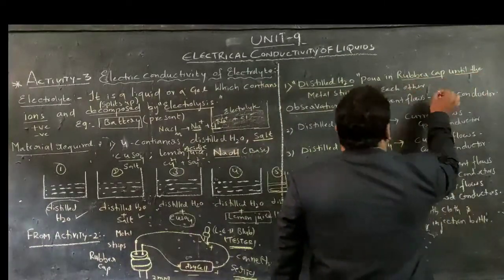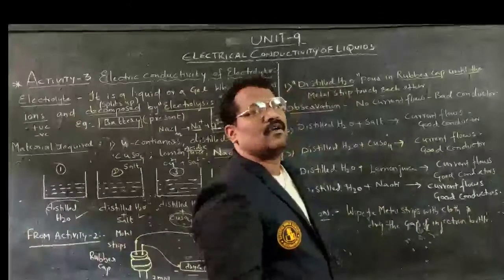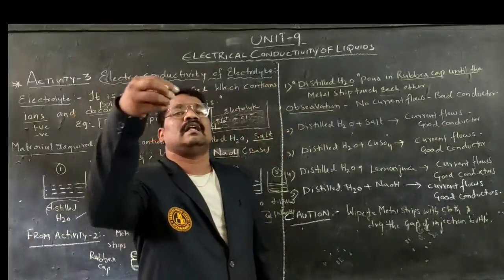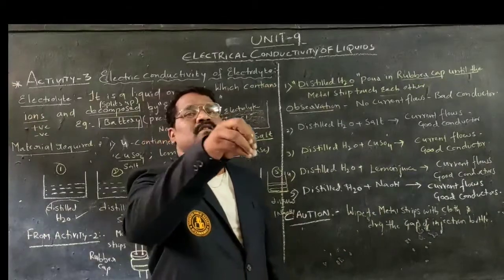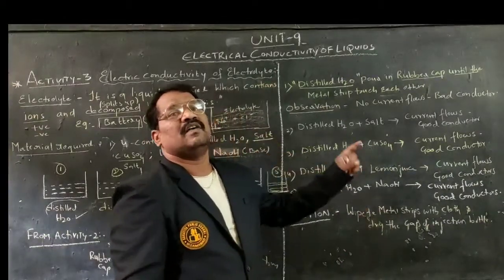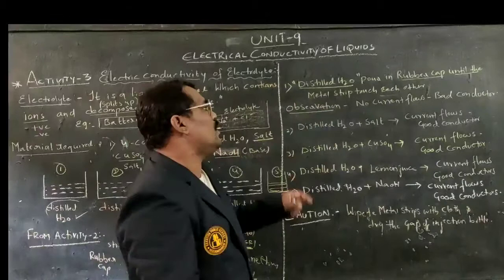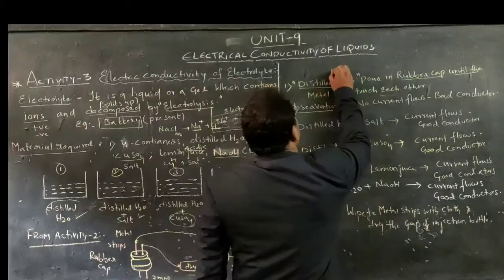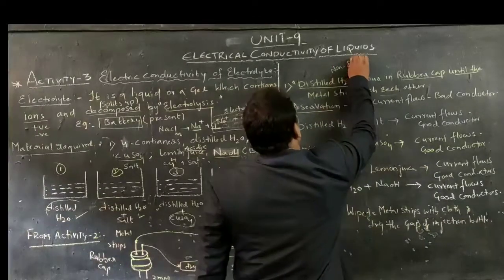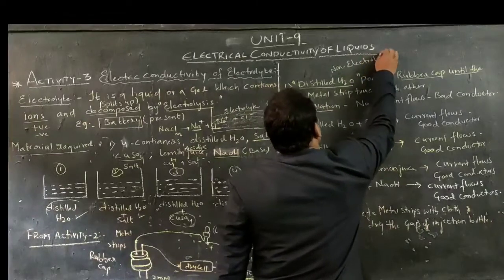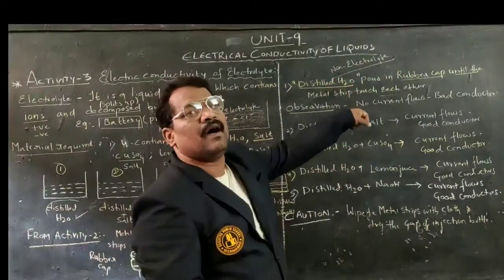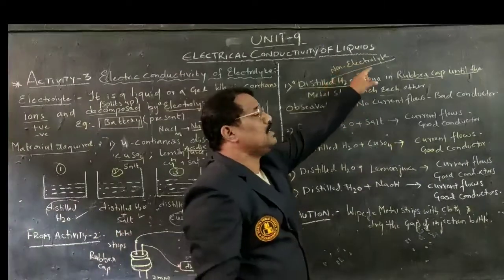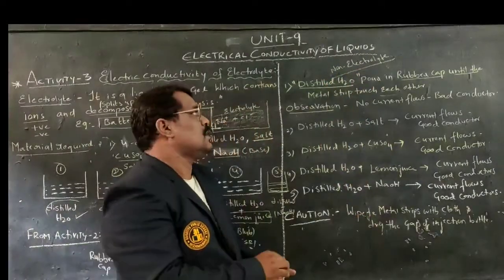The LED bulb doesn't glow. As it is not glowing, what does it indicate? Current is not flowing through that particular circuit. As the current is not flowing through the circuit, that distilled water can be called nothing but what? A non-electrolyte substance, which is not allowing current to pass. That substance is called a non-electrolyte substance.